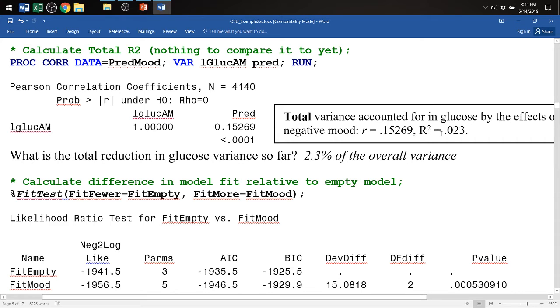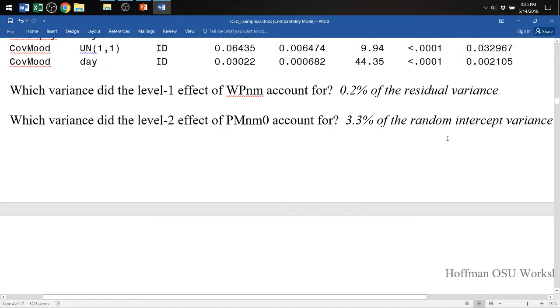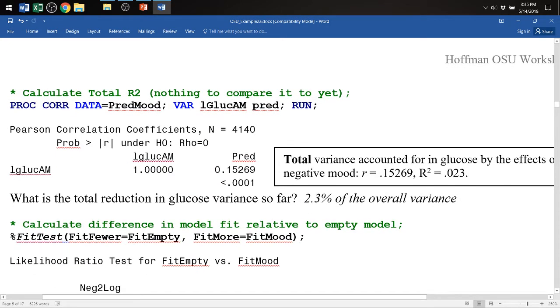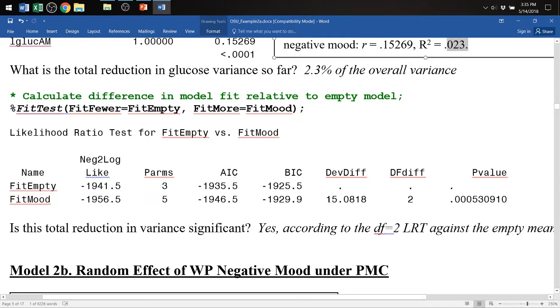So the squared correlation between the outcome predicted by the two halves of negative mood and the original outcome, that's total R-squared. And if you were to do that weighting, 3.3% of the 69% plus 0.2% of the 31%, you'd get something pretty close to this number in balanced data. Since we're in maximum likelihood, we can also do a -2 log likelihood test for the two effects if we wanted to, and so here's an example of how to do that.